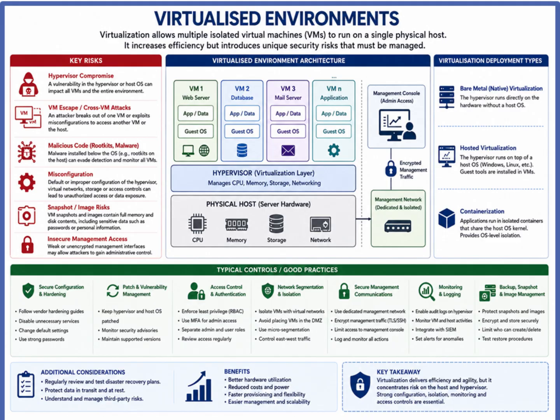The slide identifies several important virtualization risks. Hypervisor compromise occurs when vulnerabilities in the virtualization layer allow attackers to gain control of the environment. VM escape or cross-VM attacks happen when an attacker breaks out of one virtual machine and gains access to others. Malware and rootkits can target the host operating system or virtualization layer to evade detection.